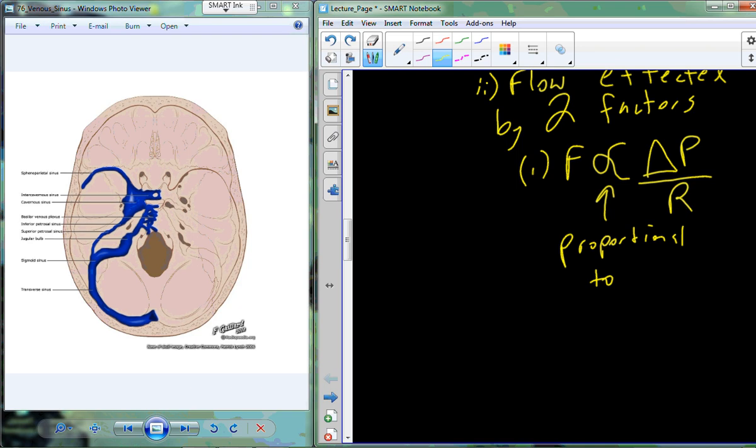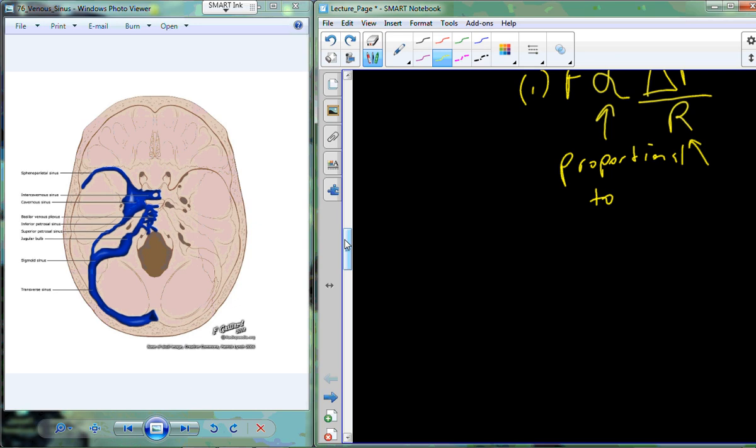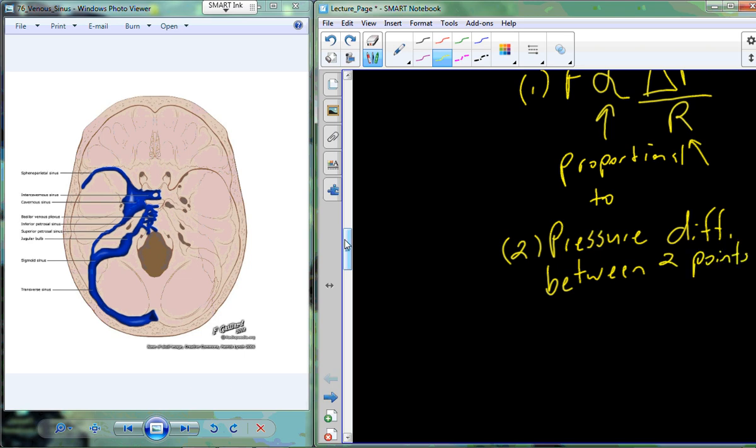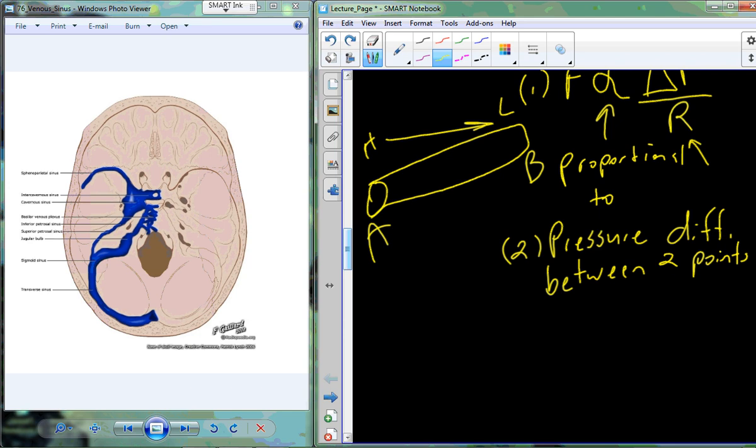Anyone know what delta means? Change. Yes, it's a change. So this is going to be read here on top, change in pressure, and down here on the bottom, R is going to be resistance. So flow is proportional to a change in pressure divided by resistance. So our change in pressure is going to be the pressure difference between two points or two locations. And so this may be two different parts of a vessel or a tube. So this may be point A and this may be point B, and we may have higher pressure here, lower pressure here, and we can quantify that pressure difference. And this is going to affect flow from high pressure to low pressure.